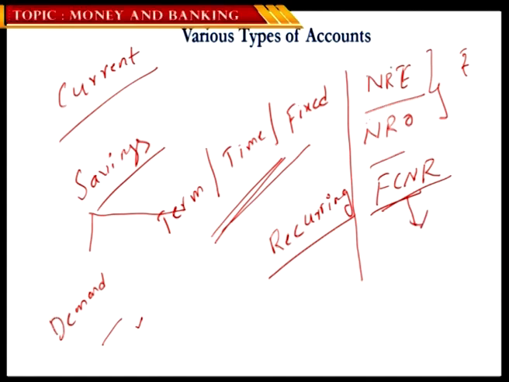NRE stands for non-resident external. NRO stands for non-resident ordinary bank account. Though the deposit for these two could be in foreign currency, the accounts within Indian banks are maintained and denominated only in Indian rupees, whereas FCNR accounts are denominated in foreign currencies like dollar, euro, pound. So banks in India do allow NRIs to operate bank accounts denominated in foreign currencies. On NRE and NRO, if the income source is within India, in general they are allowed to operate an NRO.